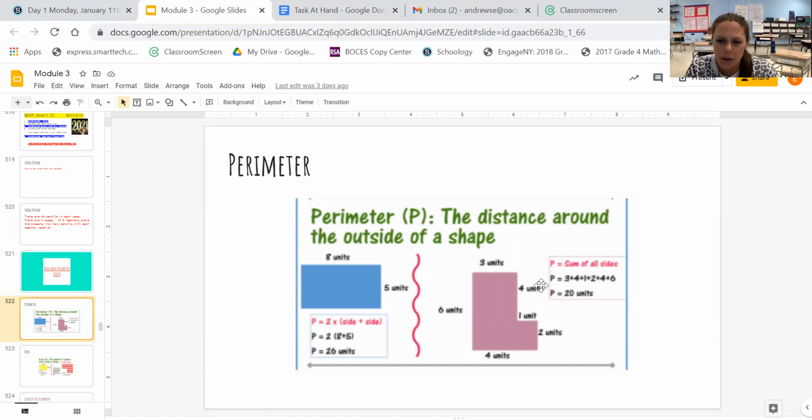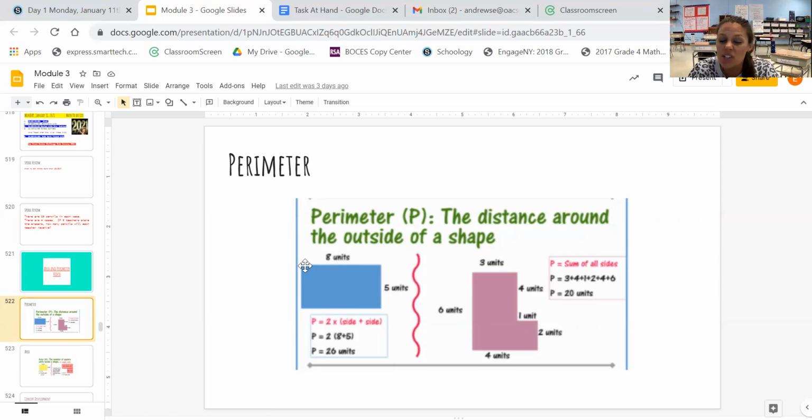Now I want you to think of the real world. Why would we need to know the distance around a shape? Well, right now here at school, they're doing a lot of construction. And in my classroom, they are going to redo the border along the walls. They call it a trim. So that's the distance around my room. They're going to try and put new border up. So they're going to have to measure and find the perimeter, or the distance around my room. So it means the outside, okay?